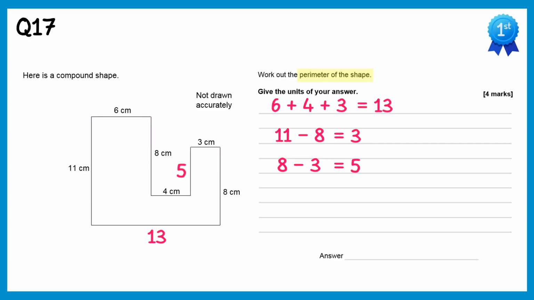We're now ready to find the perimeter, we just need to add together all of the sides. If you add together all of the sides marked here, you'll get the answer 58. The question also says to give the units of your answer. Since it's perimeter, it would just be centimeters.